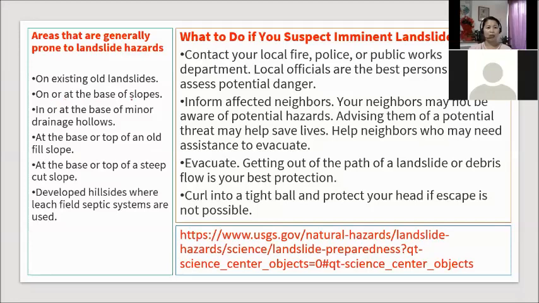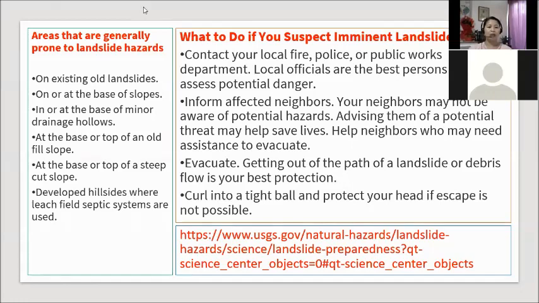On or at the base of slopes. Kung posible na mag-landslide, do not stay at the base of that slope. Next, in or at the base of minor drainage hollows. Kung merong hollow, of course, merong posibilidad na yung nasa taas bababa. No? So at the base or top of an old fill slope.